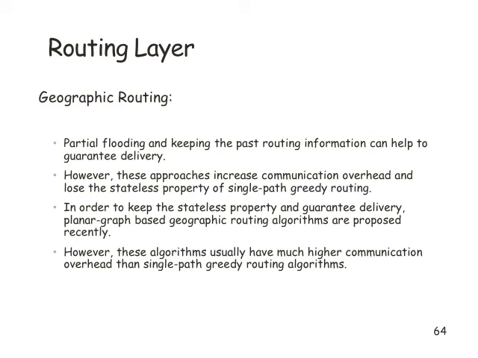So the only way for you to guarantee is by creating what they call here... here it talks about a single path. So these approaches increase the communication overhead, of course. Partial flooding increases the communication overhead, so there is a cost. Redundancy always has a cost, right? So there is an overhead. But I'm trying to increase the possibility of delivery. The only way for you to guarantee the delivery is by creating what they call a planar graph.